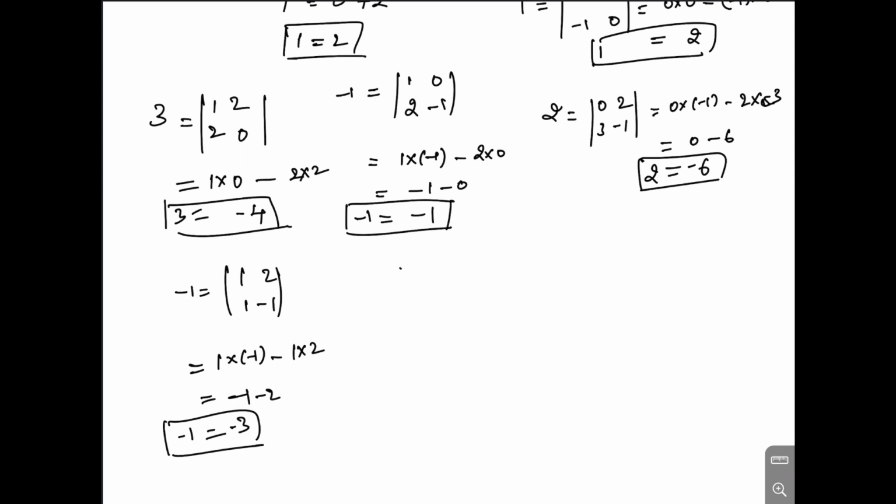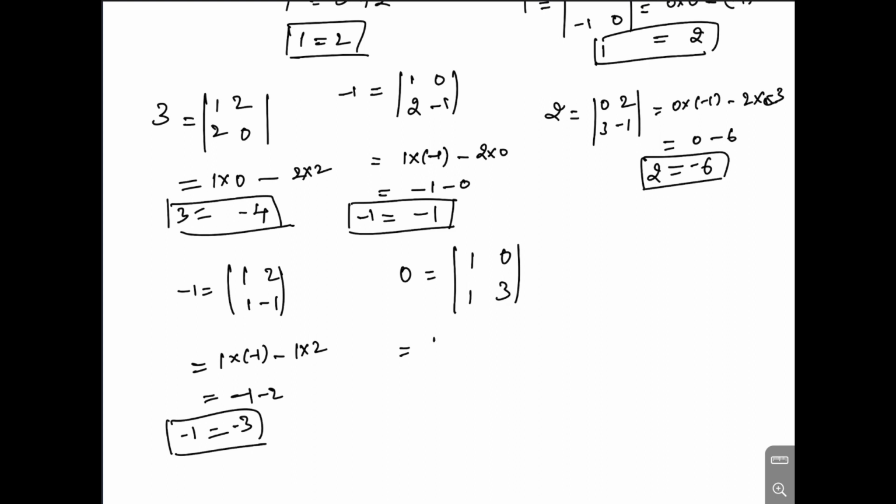So at last we need to find out the value of 0 here. 1 0 1 3 here. So 1 into 3 minus 1 into 0, that is 3 minus 0, which gives 3. So the cofactor of 0 is 3 here.